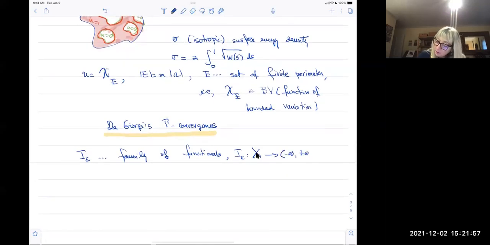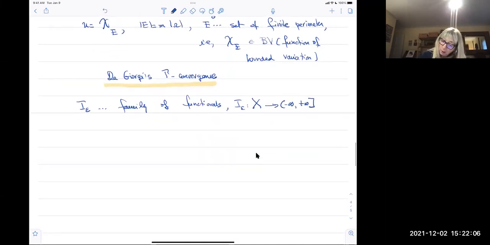But I can include plus infinity because, as I said, if the function does not satisfy the constraint, in this case the mass, I take I epsilon to be plus infinity. And X is a topological space.